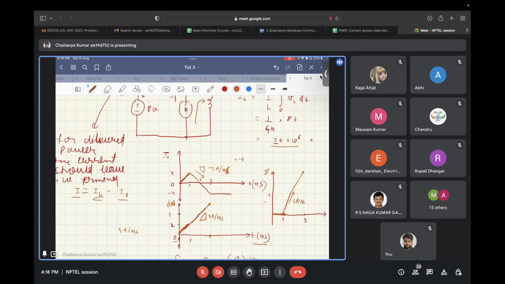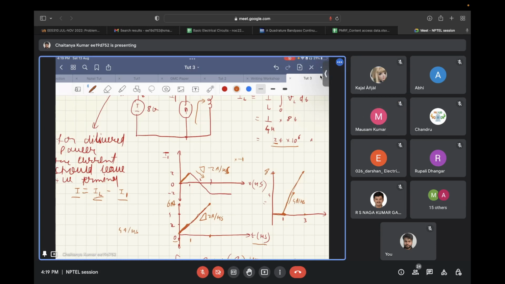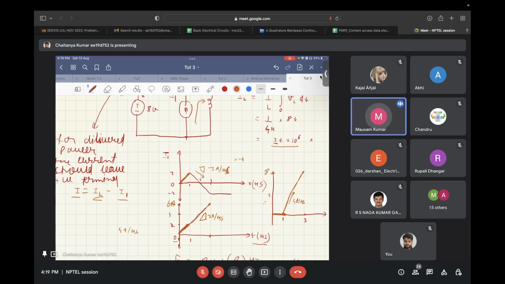So this is the graph that you get for I. And now you integrate the area under this curve. Is it clear? Yes, sir. Okay.